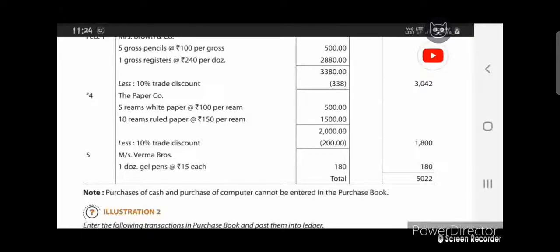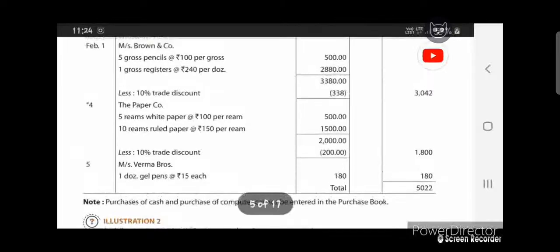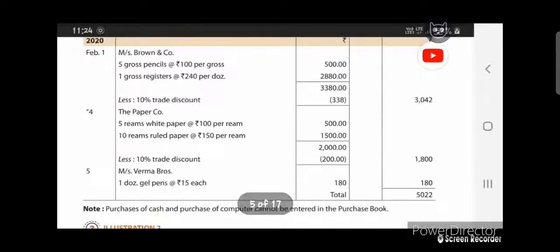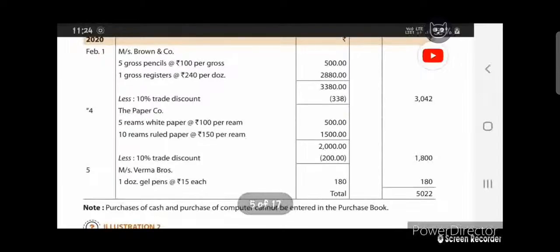180 rupees total. One dose means 12 will be there. 12 into 15, 180. So the total is 180. So 180 only will be paid, because they will not give any discount. Any discount they have not offered here.